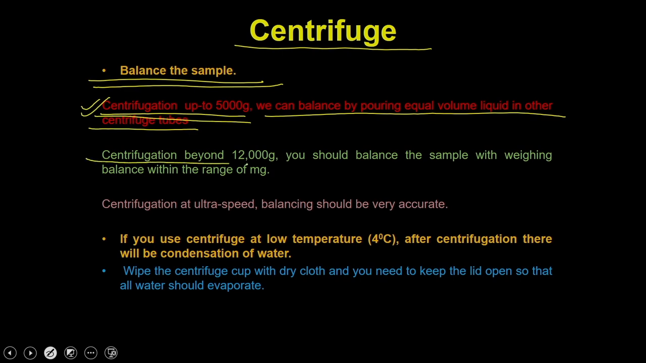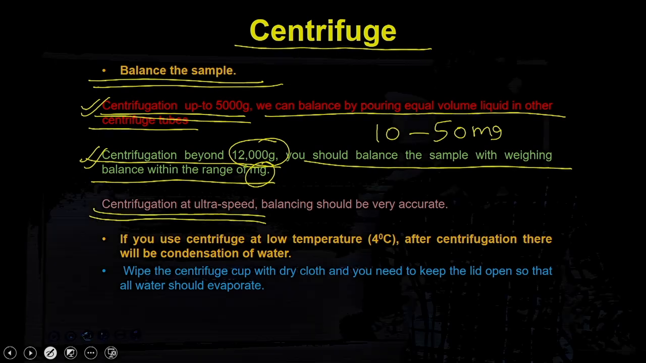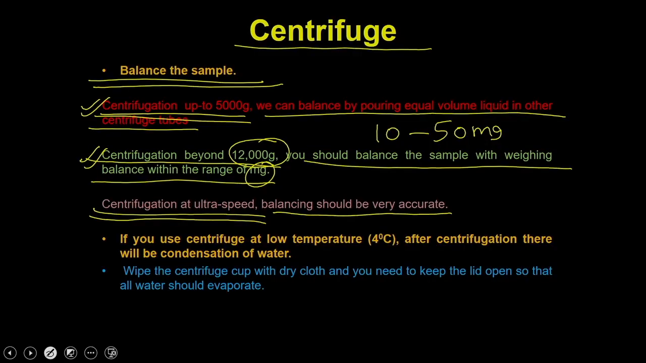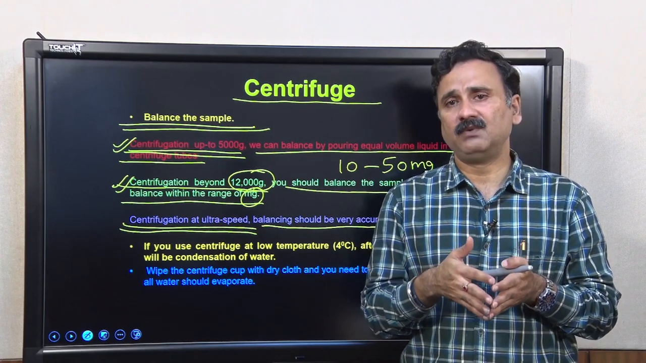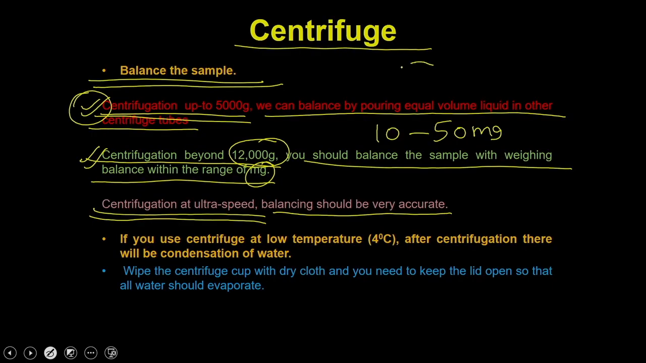But if you are doing centrifugation which is beyond 12000 G, you should balance the sample with a weighing balance within the range of milligrams, which means if there is a difference of 10 to 50 mg between the balance and the sample, it will not cause any problem to the centrifuge. But if you are doing ultra speed, at a very, very high speed like 35,000 RPM or more than 1 lakh g, then the balancing should be very, very accurate, which means even the 10 to 50 milligram difference is going to create trouble.